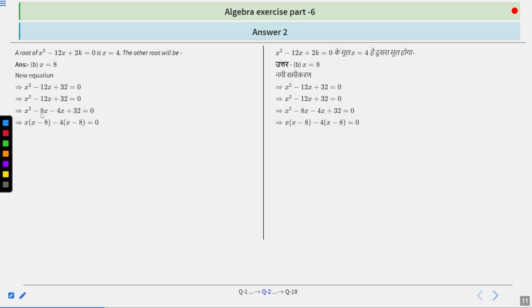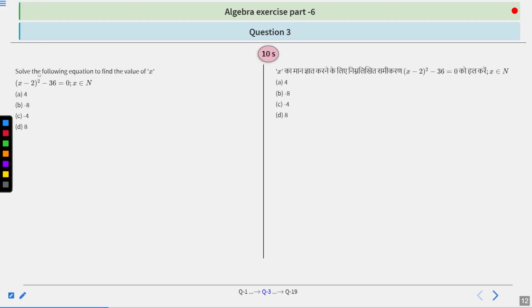Then taking x common from the first two parts, we get x into x minus 8, and taking minus 4 common from the last part, we get minus 4 into x minus 8, that is equal to 0. So the factors of the equation are x minus 8 into x minus 4 equal to 0. So if x minus 8 equal to 0, then x is equal to 8 is the other root. Option number B, x equal to 8, is the correct answer.